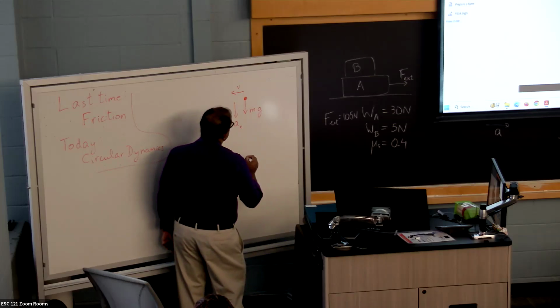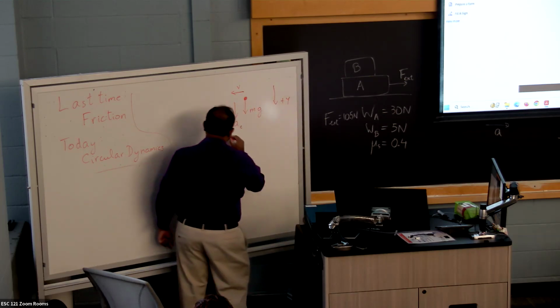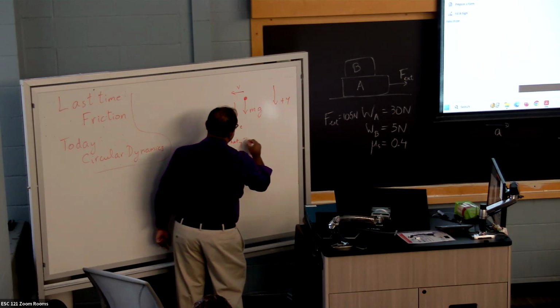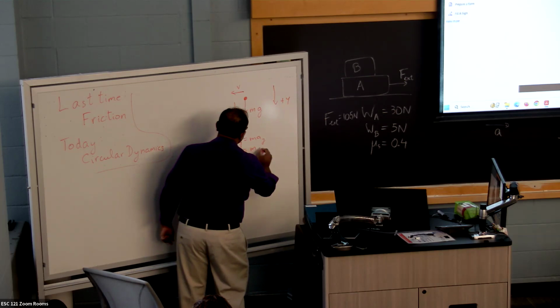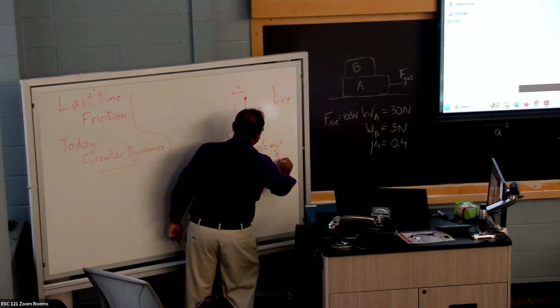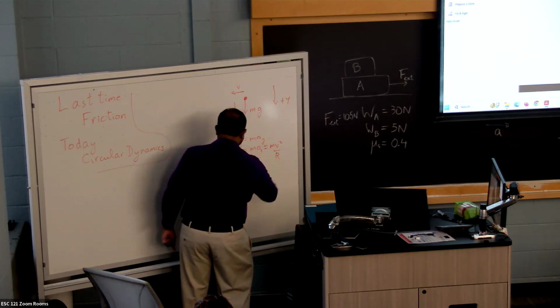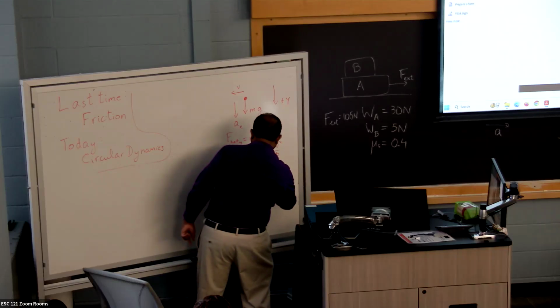So if I choose this as my positive y direction, then I can write F_net,y equals m a_y, and so that becomes mg equals m a_c, which is equal to m v squared over R. Then I can cancel the m's and I get g equals v squared over R. And I can solve for v. So that gives v equals the square root of gR.